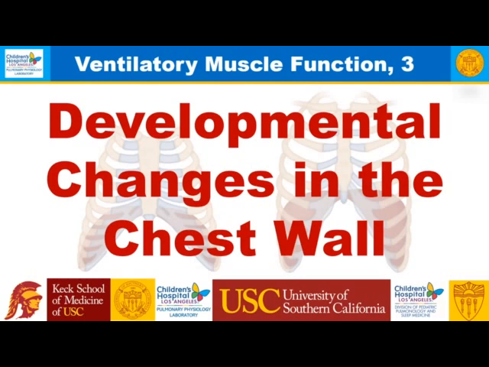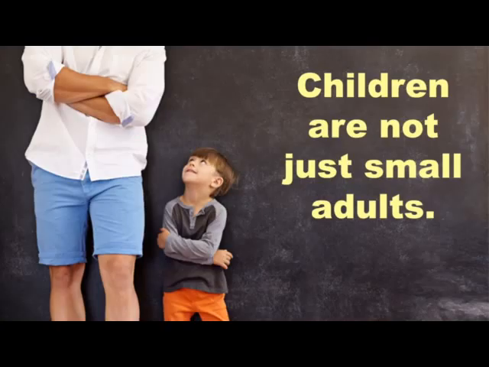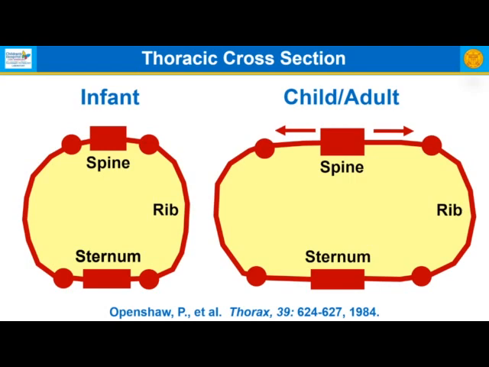All right, now, let's talk about developmental changes in the chest wall. So first, of course, you all know, children are not just small adults. We can look at the thoracic cross-sectional area of an infant, which is more or less circular, and a child or adult. The surface area here is much greater. Now, this, of course, is the diaphragm at the bottom of the thoracic space, so that means there's much more muscle to work with in order to be able to ventilate.